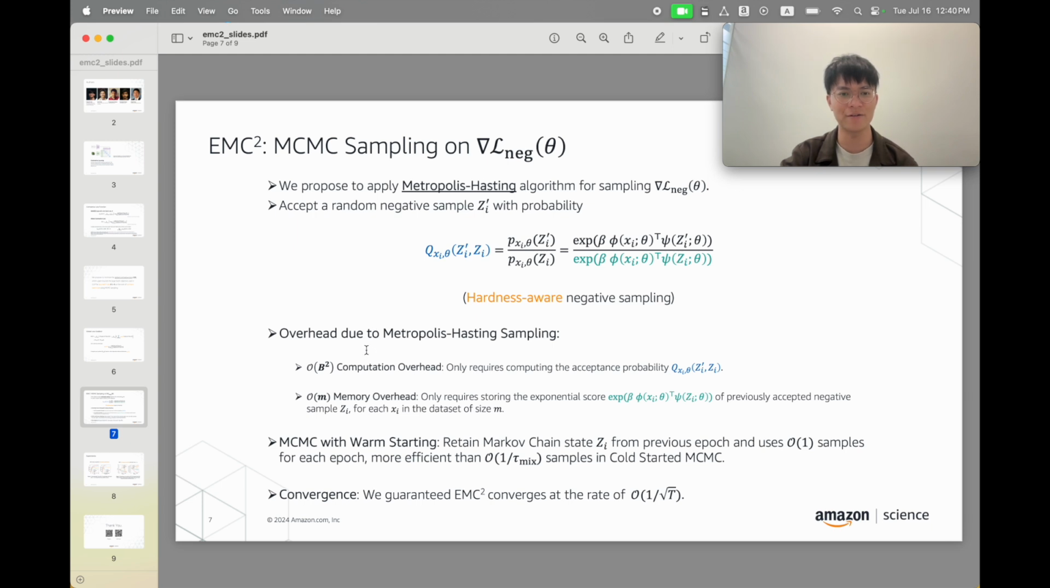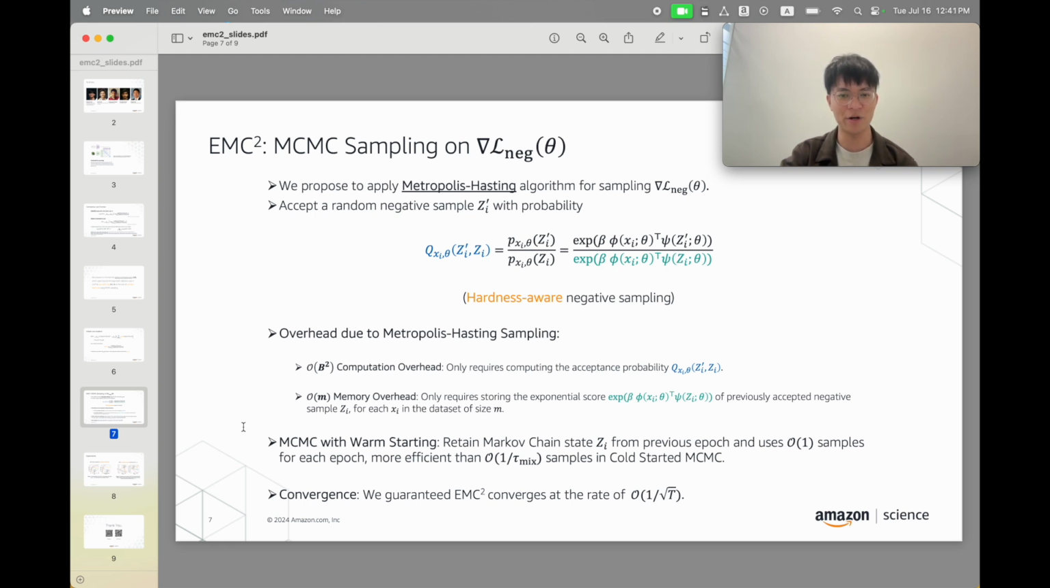To run our algorithm, there are two overheads due to sampling. The first is a computational overhead, where we need to compute the acceptance probability for each new negative sample that we consider. The second overhead is on the memory, where we need to store the exponential scores of the previously accepted negative sample for every data point in our data set.